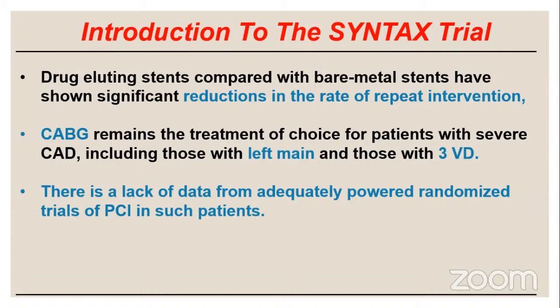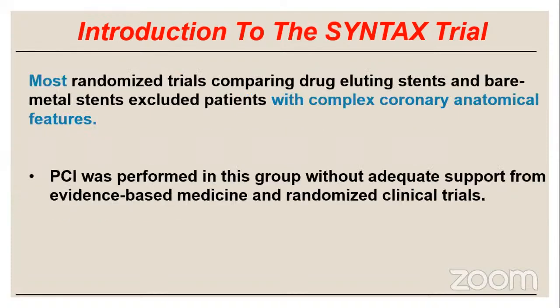And as CABG was and remained the treatment of choice for patients with severe coronary artery disease and those with left main and three-vessel disease, and there was a lack of data from adequately powered randomized trials of PCI in such patients, and also most randomized trials comparing drug-eluting stents and bare metal stents excluded patients with complex coronary anatomical features, PCI was performed in this group without adequate support from evidence-based medicine and randomized clinical trials.